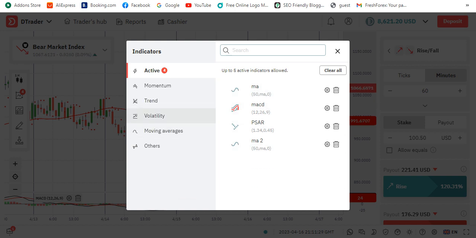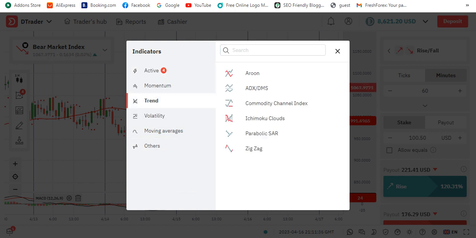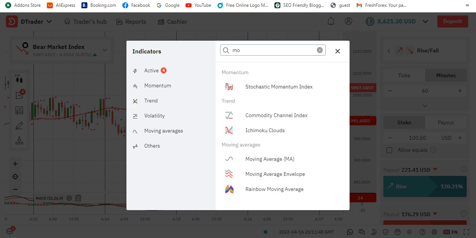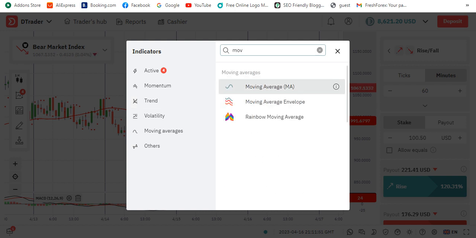Okay, but when you click on it before you set up, this is what you have. If you click on trend, if the moving average is here directly, you can click on it and it will activate. But if it's not here, you just click on search. Let's assume you want to search moving average. You see it's already there. You click on it to activate it.